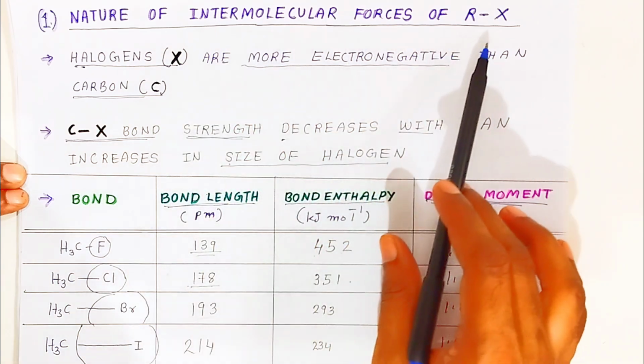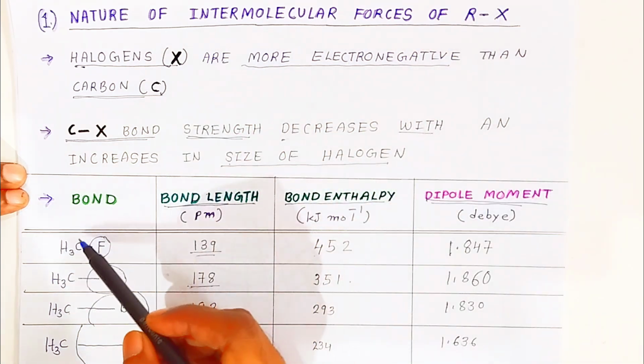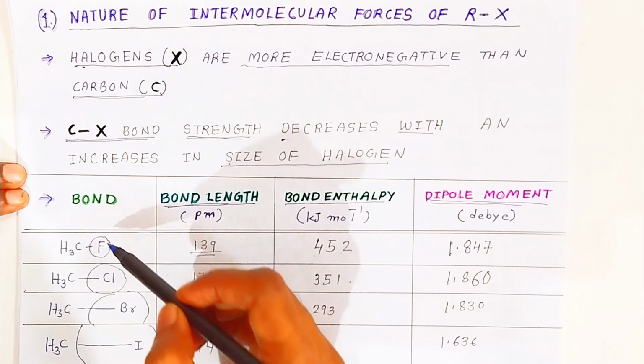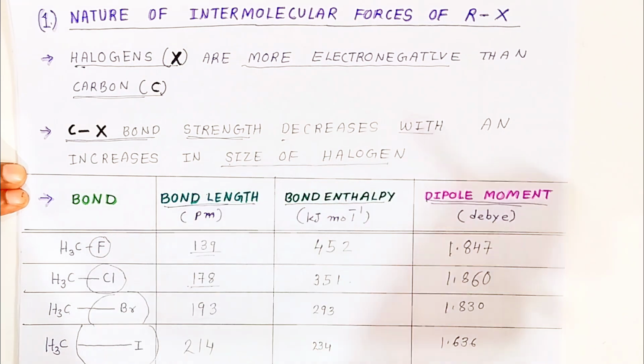So you should know, by observing the molecule only you can explain all the physical properties, students, that is the nature of the intermolecular force of alkyl halide. So all are alkyl halides, students, only the methyl group is the same. Here fluorine, chlorine, bromine are the different halides attached to the carbon.